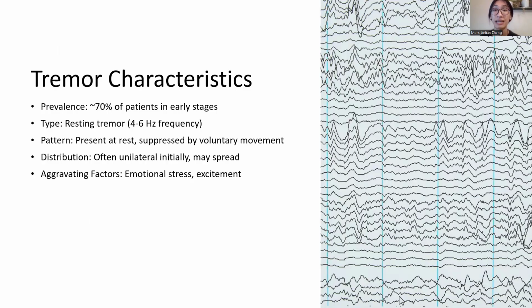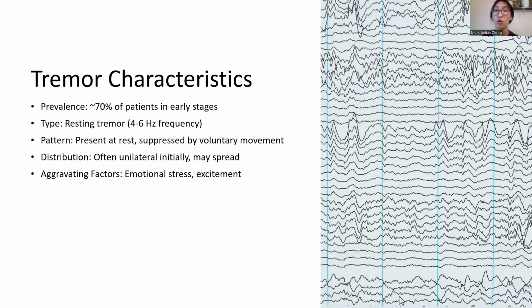Tremor affects approximately 70% of patients in the early stages of Parkinson's disease. The characteristic tremor of Parkinson's disease is a resting tremor with a frequency of 4 to 6 Hz. That is 4 to 6 cycles per second. What makes this tremor distinctive is that it's present when the limb is at rest and is suppressed by voluntary movement, the opposite of what we see in essential tremor.